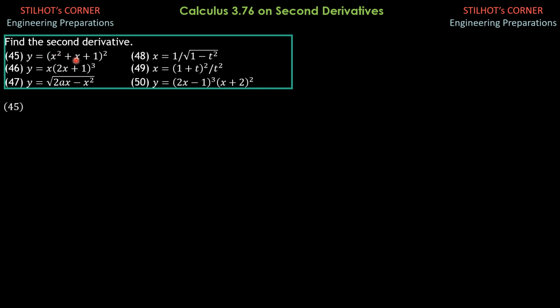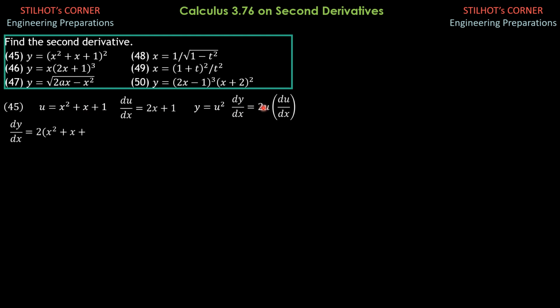So for number 45, I'll solve this in detail. I'll let u be x squared plus x plus 1, so that the derivative of u with respect to x, because the original variable is x, is 2x plus 1. du dx is 2x plus 1, so that this is in the form y equals u squared, so that dy dx is 2u du dx. And substitute the value of u, which is quantity x squared plus x plus 1, then du dx, 2x plus 1.